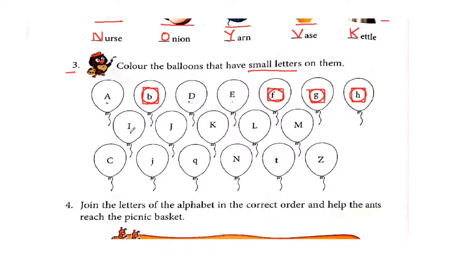Capital letter I, capital J, capital K, L, M, C, small j. So color this balloon because it contains small j. Small q. So color this balloon too. Capital N, small t, color this one, and capital Z. So color the balloons where I have mentioned the circle and square, others are the capital letters.